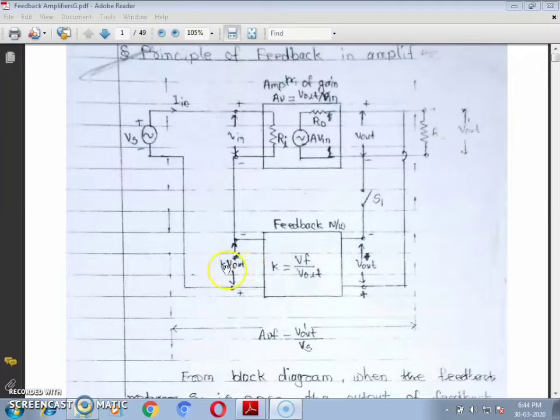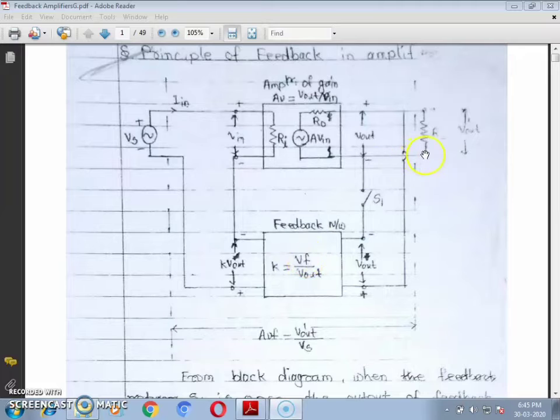So the output of the feedback network is given as the gain of the feedback network and the input available at the feedback network, which is Vout. So finally, the output available at the feedback network is K times Vout. Thus the input available at the basic amplifier is not simply Vin, it is a modified input. We will label this one as Vin dash, which is given as the input of the basic amplifier and the output of the feedback network, which is Vin plus K times Vout.